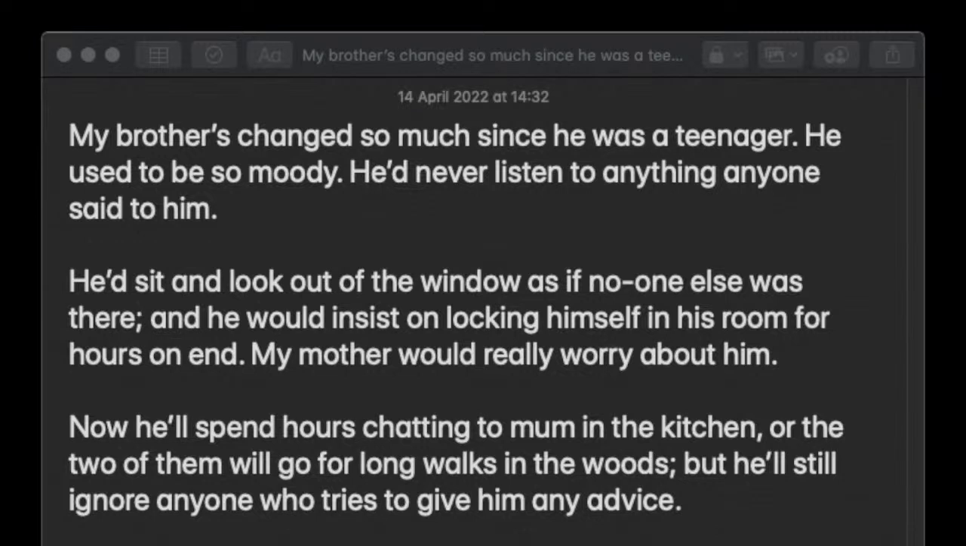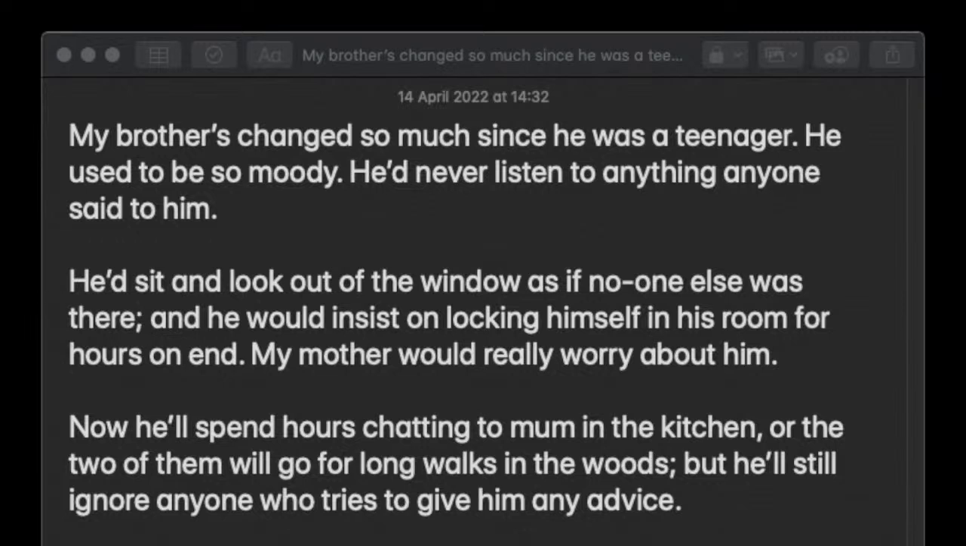Right. Now, also, you've paused after the word look. You said he'd sit and look out of the window. Now, that's fine, but remember that it's not really look and then out of the window. It's look out of the window.